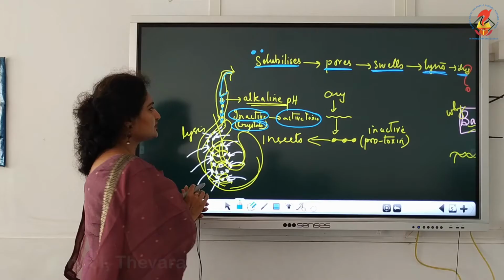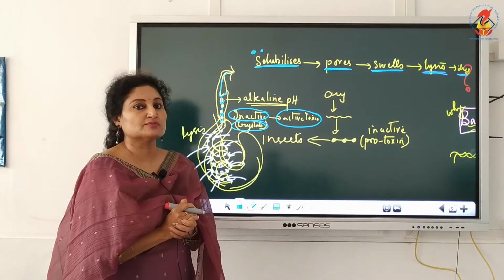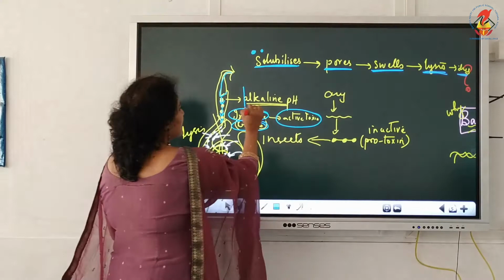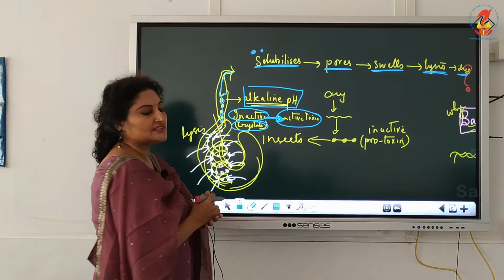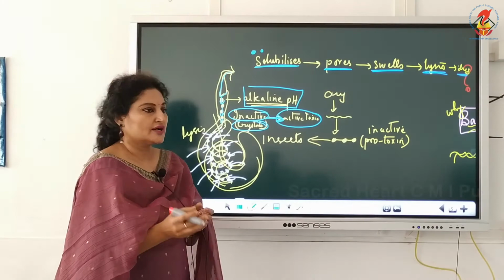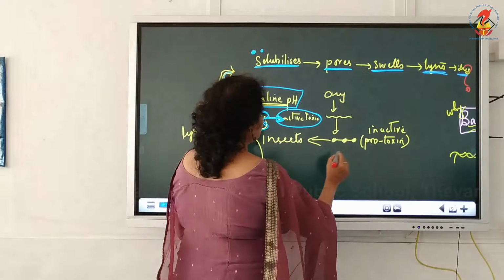So this is why it is not harmful to the source organism, but it is harmful to the pest, which is the insect. What is necessary for making the inactive toxin into active toxin is the alkaline pH, which is present in the gut. So very clear. I'm again briefing it. It is not harmful to the source organism, Bacillus thuringiensis. The reason is that it is in the inactive protoxin form inside. So it is not at all harmful.